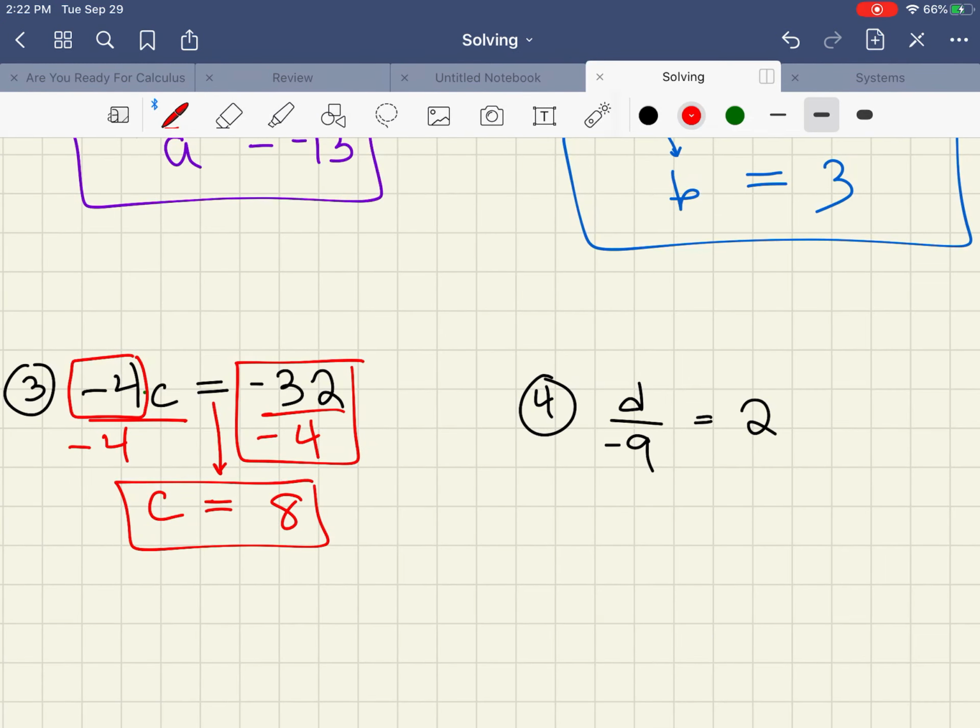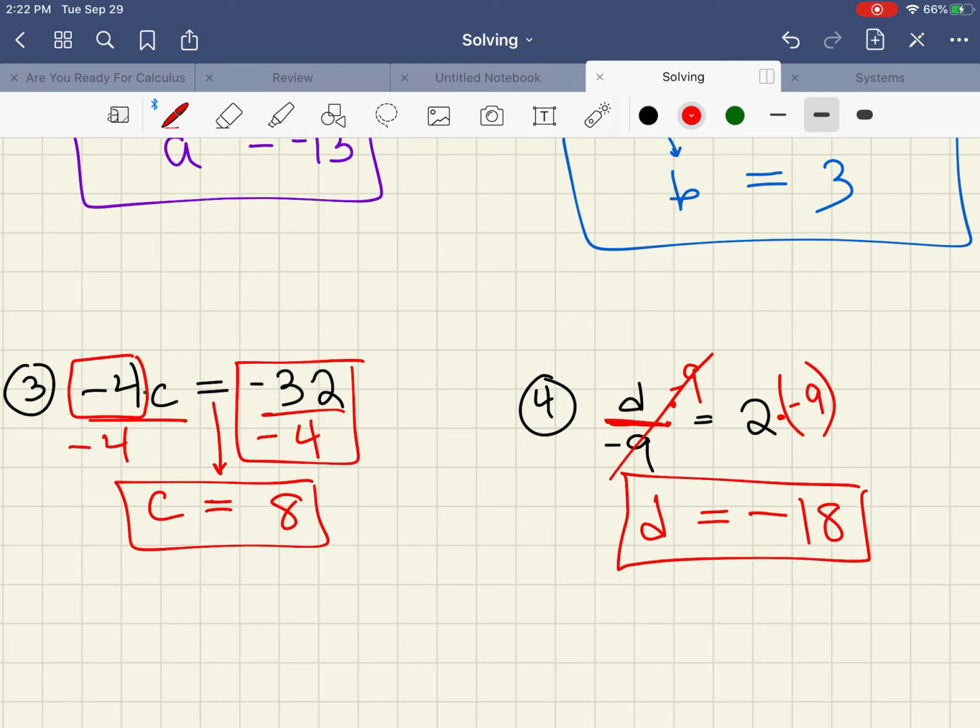The last one, I have division. This is a division bar. So if I multiply both sides by negative 9, again, multiply, not subtract. 2 times the negative 9 is negative 18. And the negative 9's cancel, and I get D equals negative 18. And that is solving one-step equations.